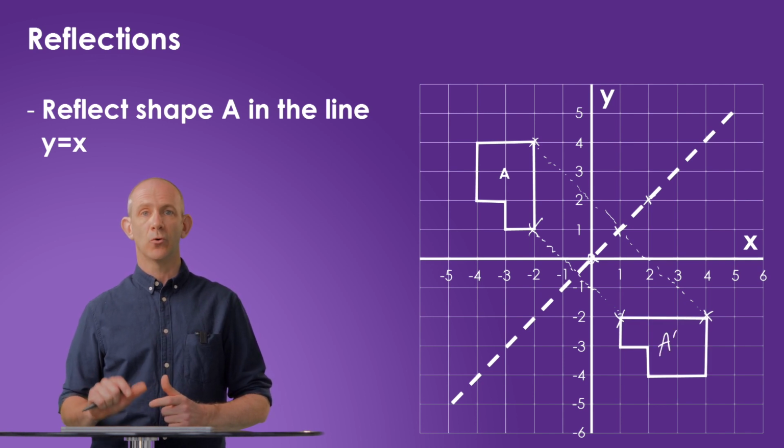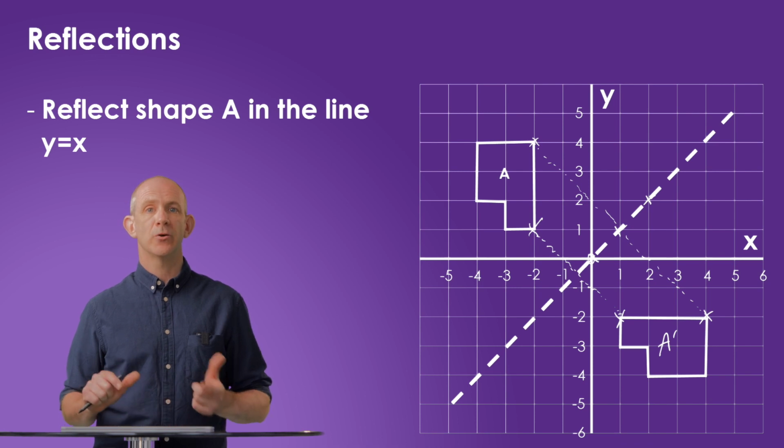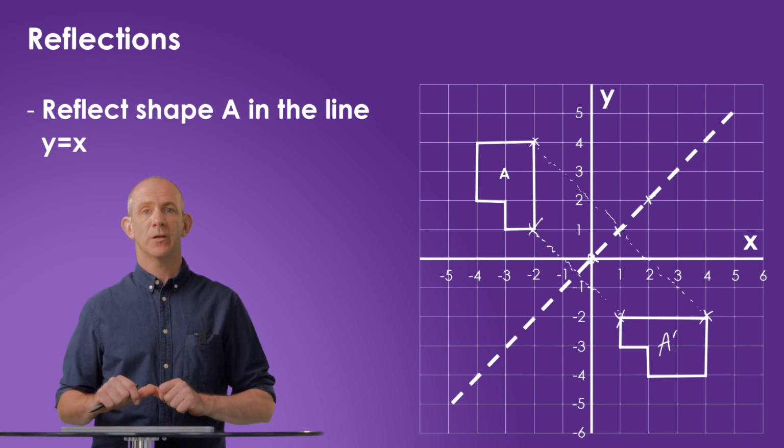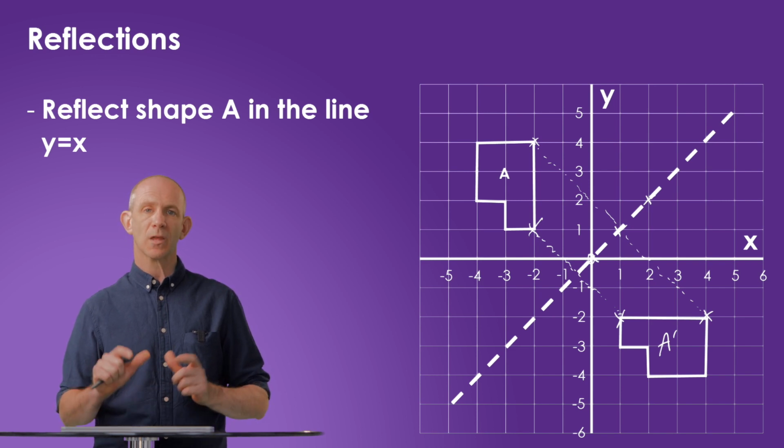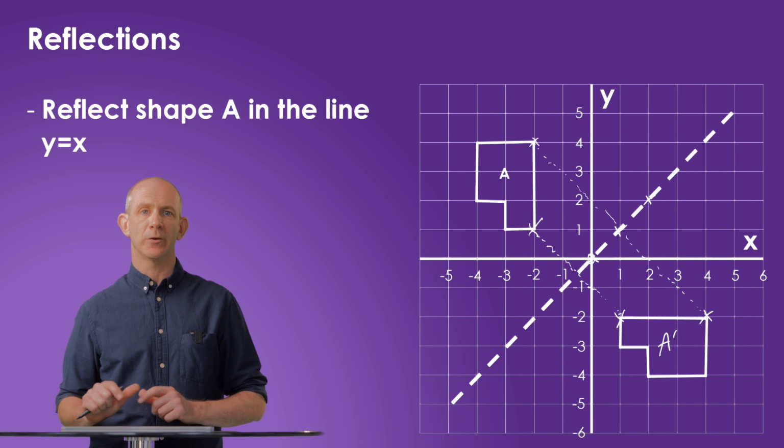I can then do that with all the other corners, or as I know the reflection will flip around, I can redraw it here and I can label it A'. That's how to reflect a shape in the line y equals x.